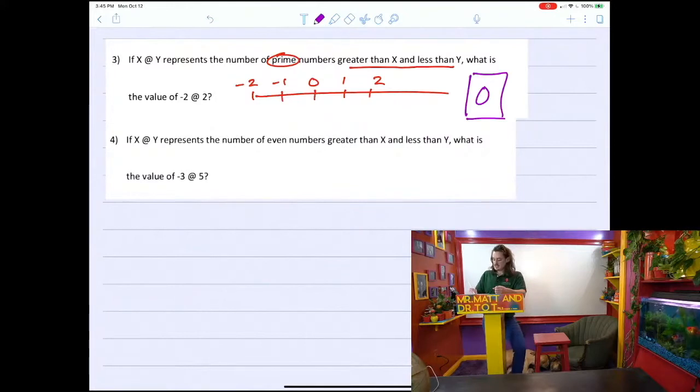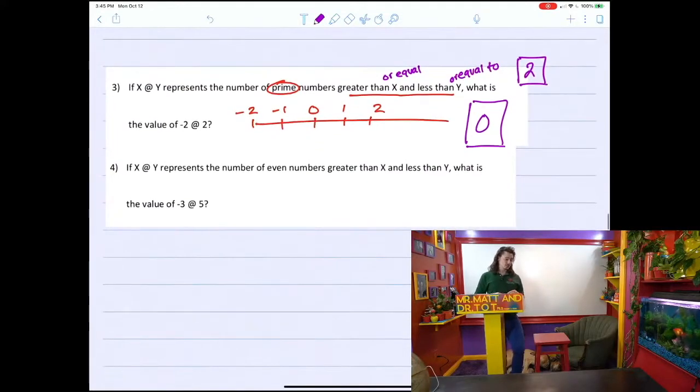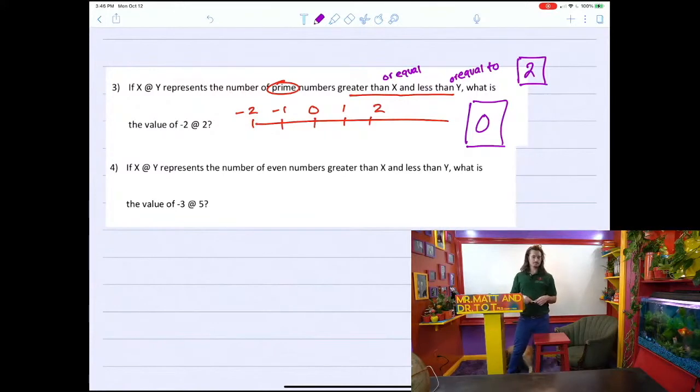Now, if this said less than or equal to, then the answer would be 2, because it would be -2 and +2. But they didn't say less than or equal to, and they didn't say greater than or equal to. These inequalities were exclusive to their endpoints, so we could not include them. Okay, if there's any questions, please let me know.